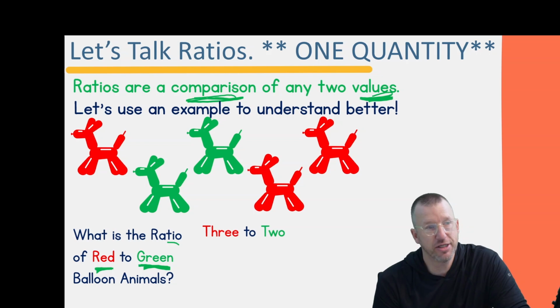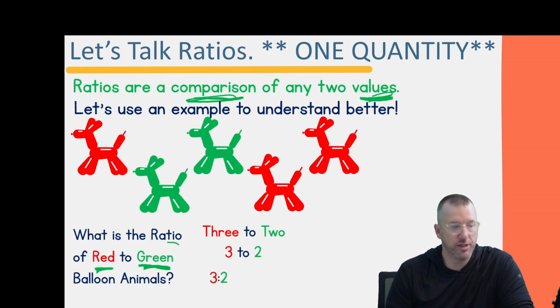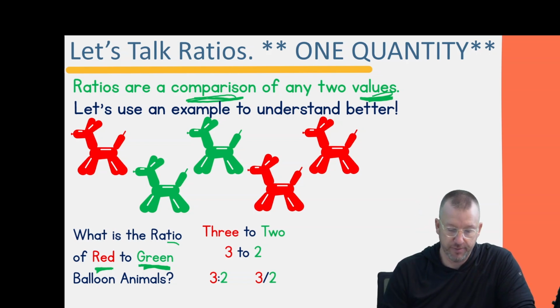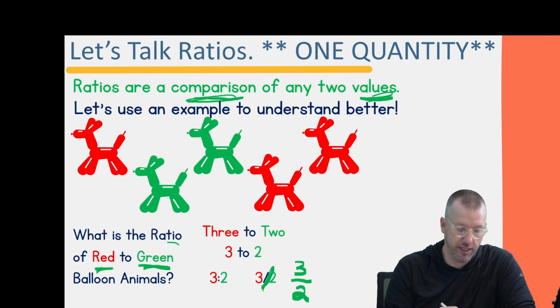And remember, there's a bunch of different ways we can write it. We can say 3 to 2 using the numbers. We can use the colon, which says 3 to 2. And we can use it as a fraction, 3 over 2. Whenever you see a fraction like that, it also means this: on keyboards, when you hit that slash button, it means fraction as well.